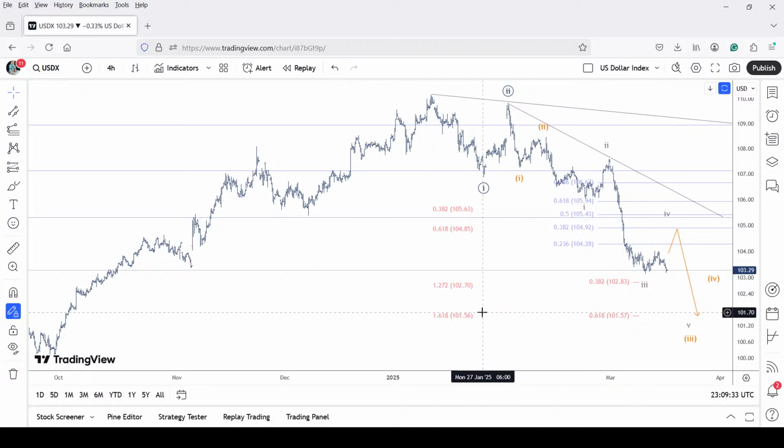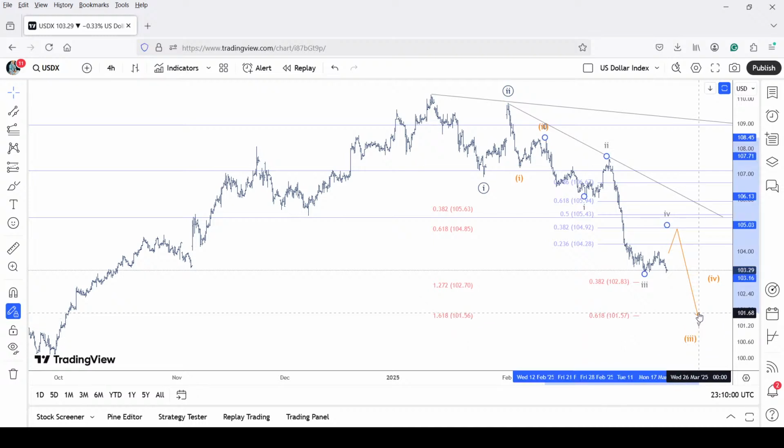I think it's okay. We can keep the Fibonacci ratios. That's the primary Fibonacci ratio extension, and these are the third wave extension, third of third wave extensions. So let's keep it as it is. I think the third of third wave should terminate somewhere around 10150, which would be sub minute wave 5 and minute wave 3.